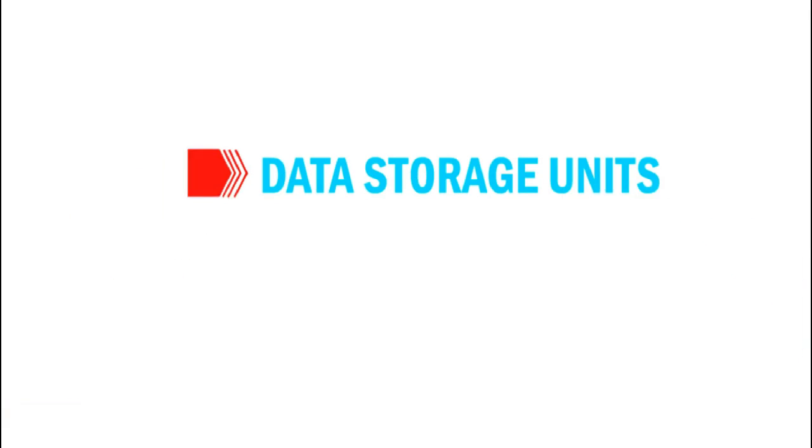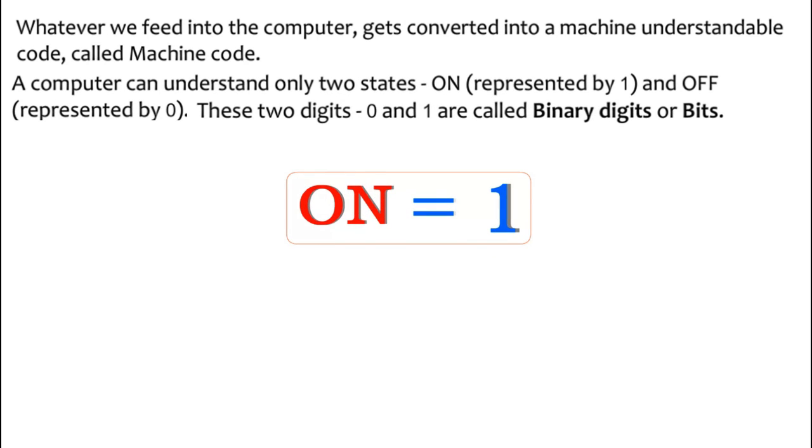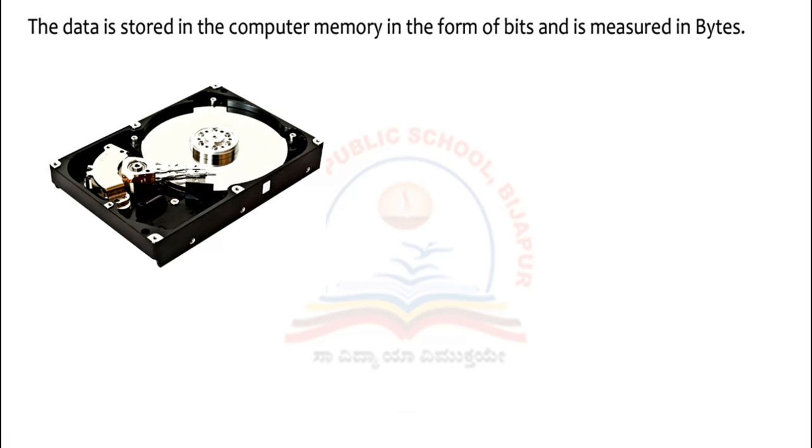Let's understand about data storage units. Whatever we feed into the computer gets converted into a machine understandable code called machine code. A computer can understand only two states, on represented by 1 and off represented by 0. These two digits, 0 and 1, are called binary digits or bits. The data is stored in the computer memory in the form of bits and is measured in bytes.